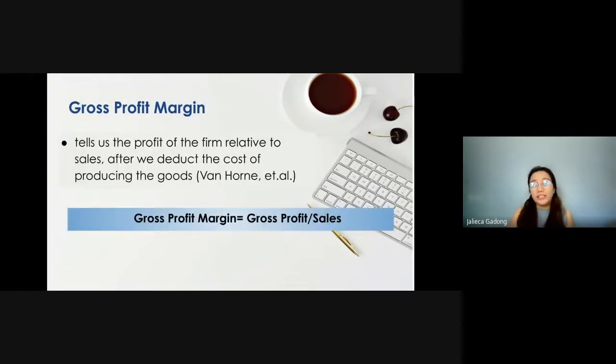Gross profit margin is the second type of profitability ratio. What does it tell us? It basically illustrates the profit of the firm, okay, in relation to sales, all right, once we have already deducted the cost of producing the goods, the cost of goods sold. So we're going to use the formula gross profit divided by sales.